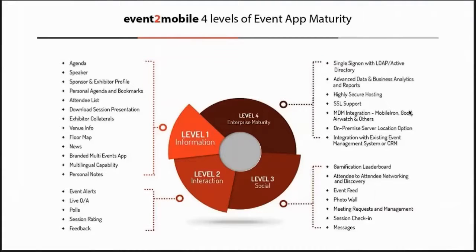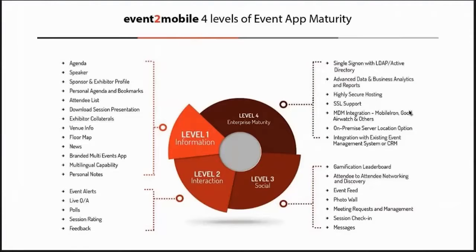This is how we break down the app maturity. It's basically 4 levels, as we call it. Level 1 is basic information, where you have all your information in an event app, like agenda, speaker bios, sponsors, and exhibitor profiles. Make them as enhanced as possible.